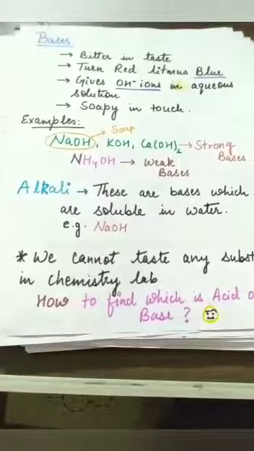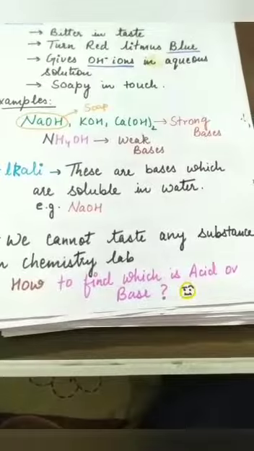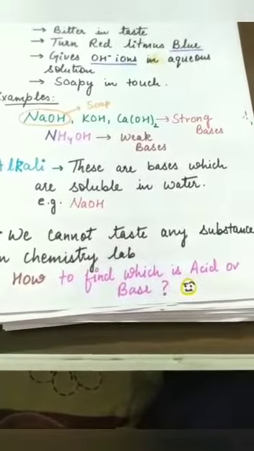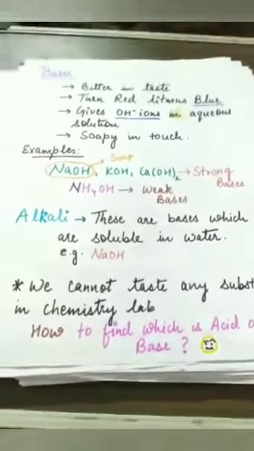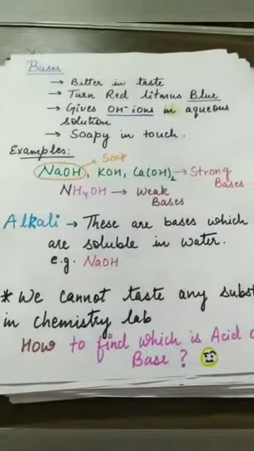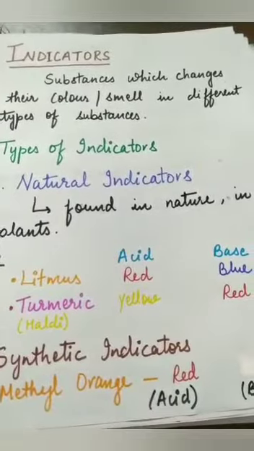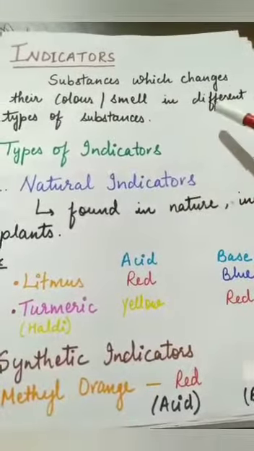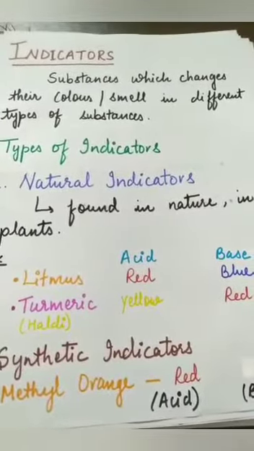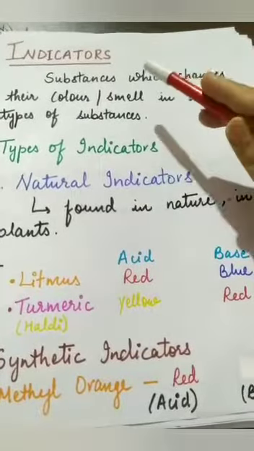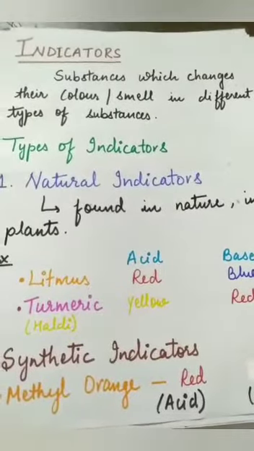Next is, as I have already told you, that acid are sour in taste and bases are bitter in taste, but we cannot always taste any substance in the chemistry lab because it can be dangerous for our health, right? So how can we find whether a particular substance is an acid or a base? For this we use indicators. Indicators, what are indicators? Substances which change their color or smell in different types of substances. They are called indicators. That is, they show different color in acid medium and in basic medium they show different color or smell. So these are called indicators. With the help of indicators only we can find whether a particular substance is an acid or a base, right?